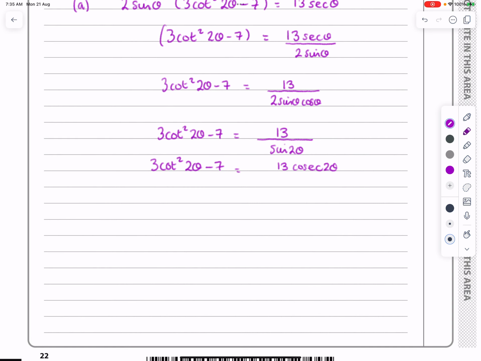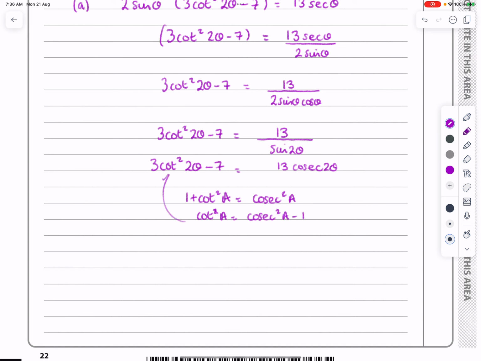But at any stage you could have said, hang on, what's the connection between cot squared and cosec squared? And that's the connection there. Okay, well that means then that cot squared is cosec squared minus 1.